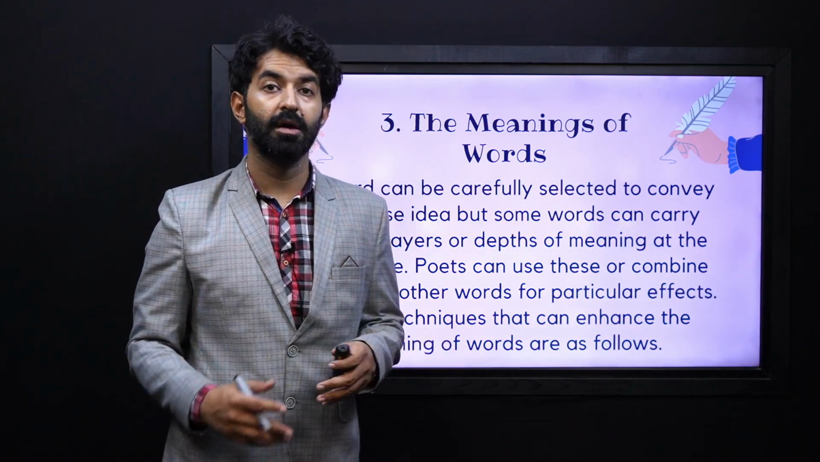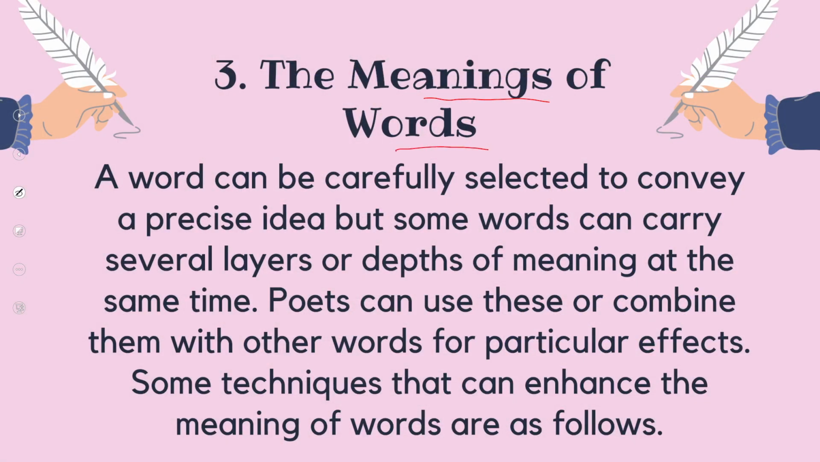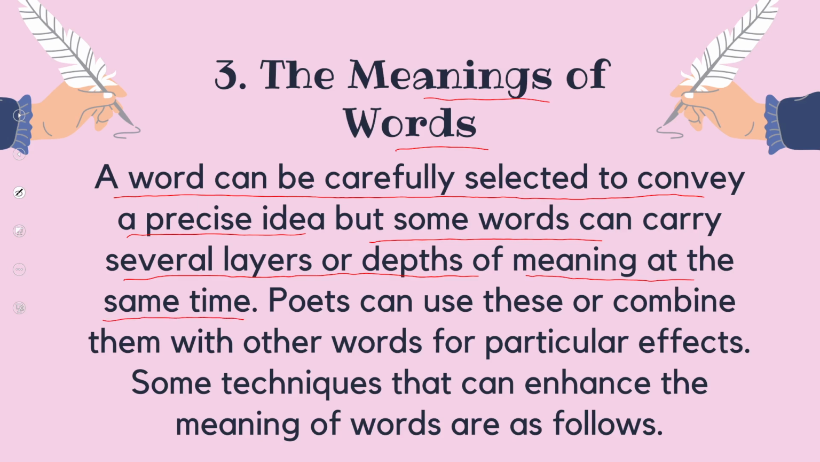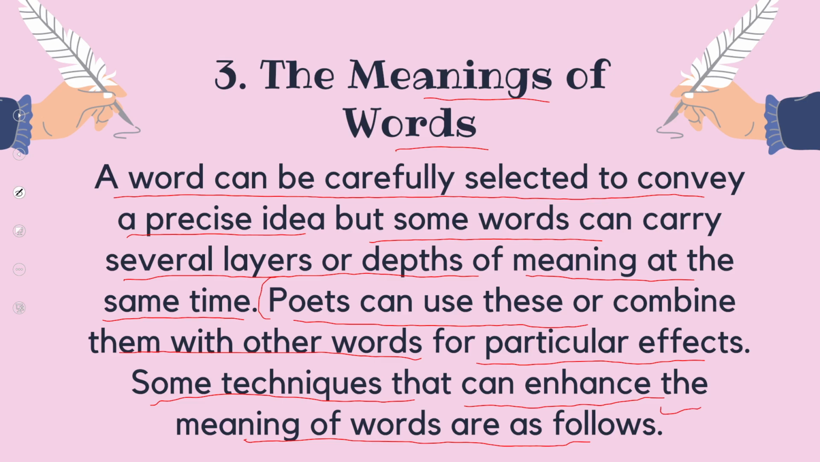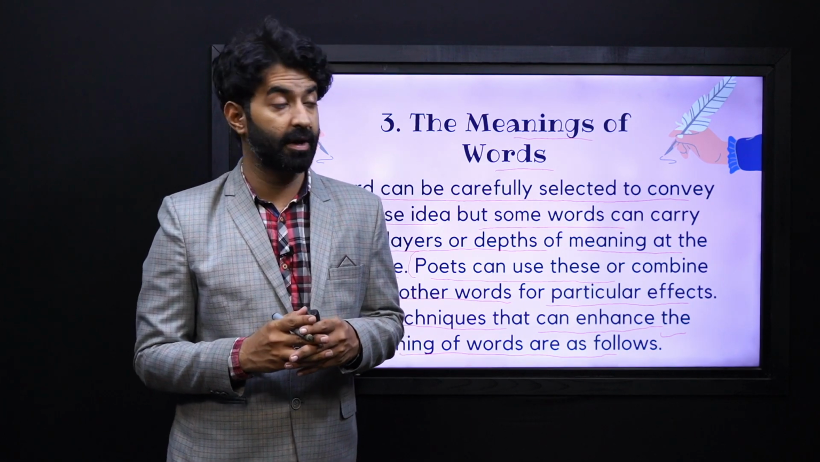Let's talk about the third thing which we discussed in the contents, the meaning of words. We know that a poet has to use very meaningful words in the poem to create maximum effect. A word can be carefully selected to convey a precise idea, but some words can carry several layers or depths of meaning at the same time. Poets can use these or combine them with other words for particular effects. Some techniques that can enhance the meaning of words are as follows, which we will be learning in the next slide. So, the meaning is carefully selected so that the message is conveyed easily and effectively.